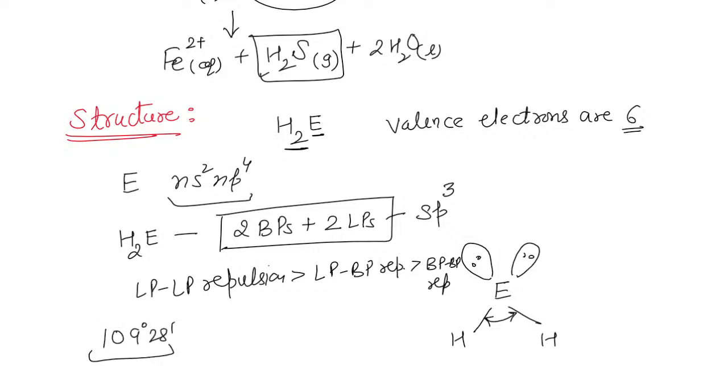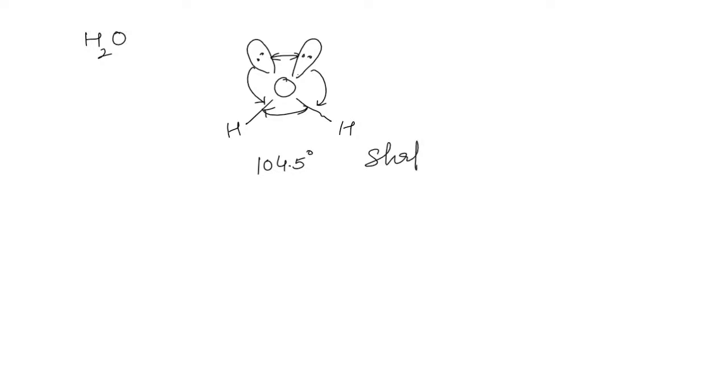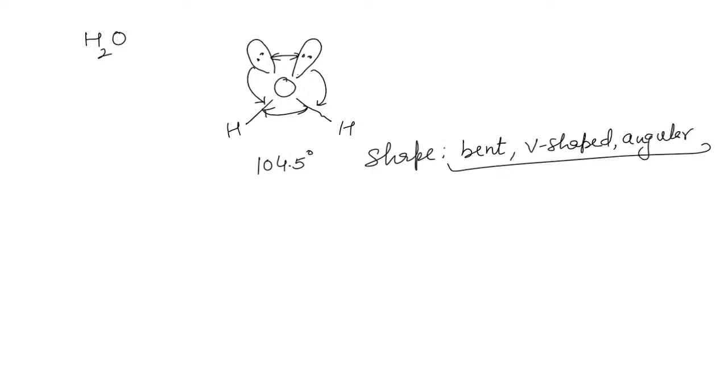But in the case of water, oxygen is surrounded by 2 bond pairs and 2 lone pairs. So lone pairs repel each other, lone pairs repel bond pairs, and that's why the bond angle decreases. In water the bond angle is 104.5 degrees, and its shape is bent, V shaped or angular, because of the 2 bond pairs. Lone pairs repel the bond pairs, so the angle is less than tetrahedral and the shape is called bent, V shaped or angular.